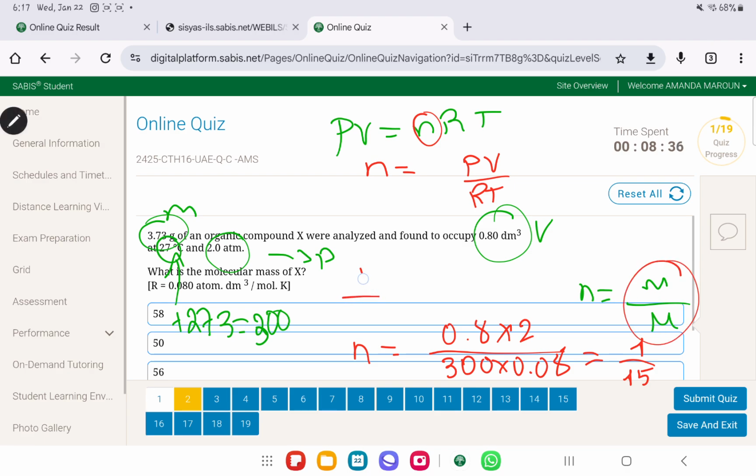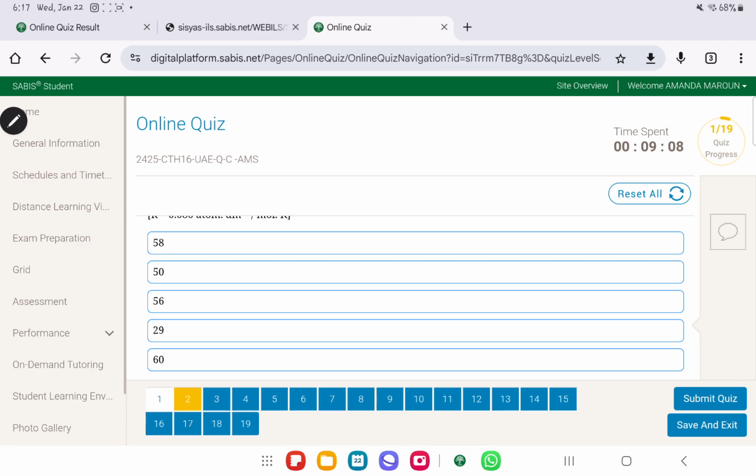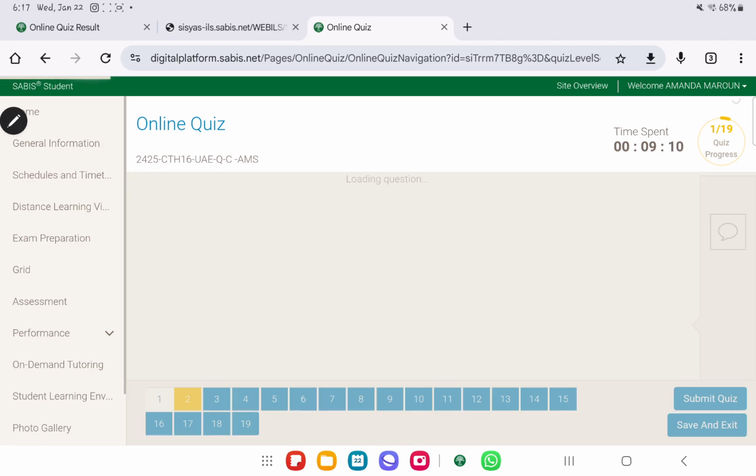And we also know that number of moles is mass over molar mass. Our given mass is 3.73, and we are looking for the molar mass. So we can apply cross multiplication, and we get that molar mass is 15 times 3.73, okay, which is approximately 55.95. If you round it, it is then 56. So the molar mass is 56 grams.